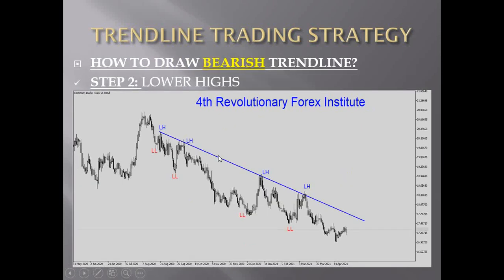Now let's compare the basic guidelines with this bearish trend. So we have this starting point, and then we have this first lower low, then we have the first lower high. Let's say: starting point, first lower high, first lower low, first lower high, second lower low, second lower high.